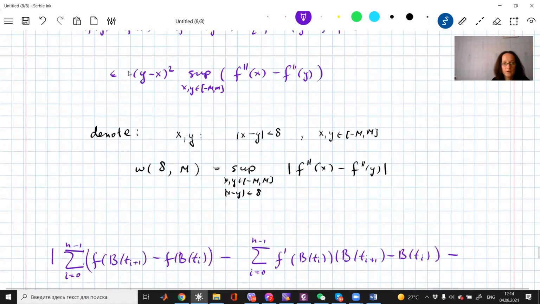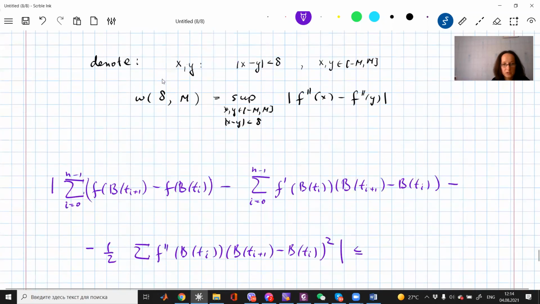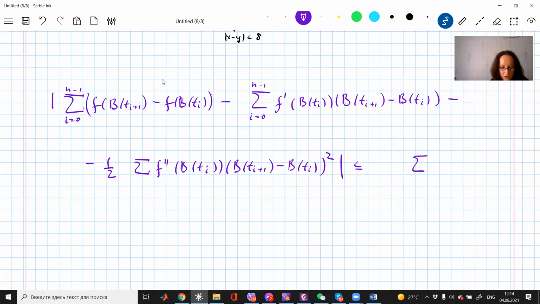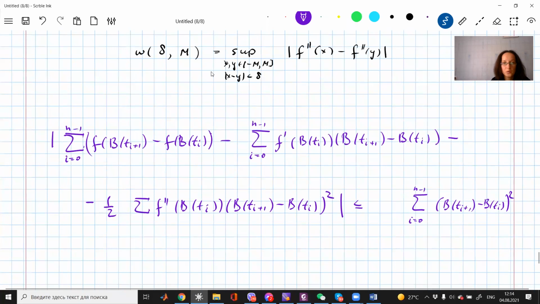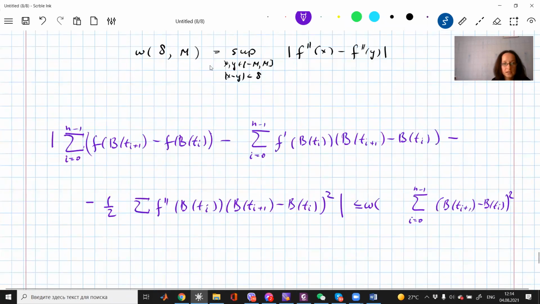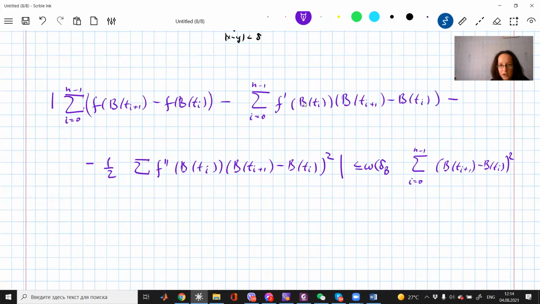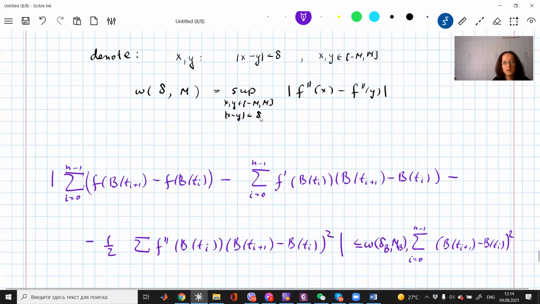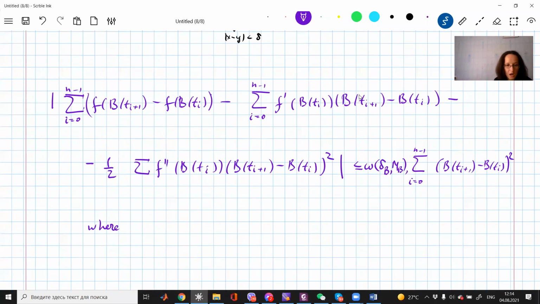So what do I have here? I have a square of increments. So I write here the square of increments, b of t_{i+1} minus b of t_i to the square, i from 0 to n minus 1. And here I would like to write this omega, but what kind of delta and m should I take? Delta, I will write here delta_b and m_b, where delta says how close two points are to one another. So I should take delta_b as the increment of these points, and I will take the maximum between them.